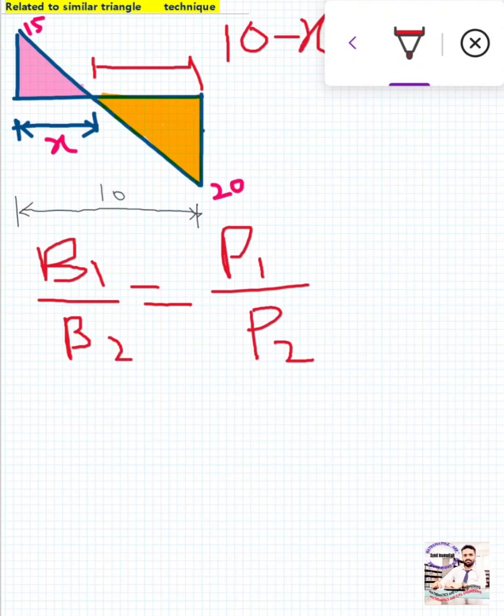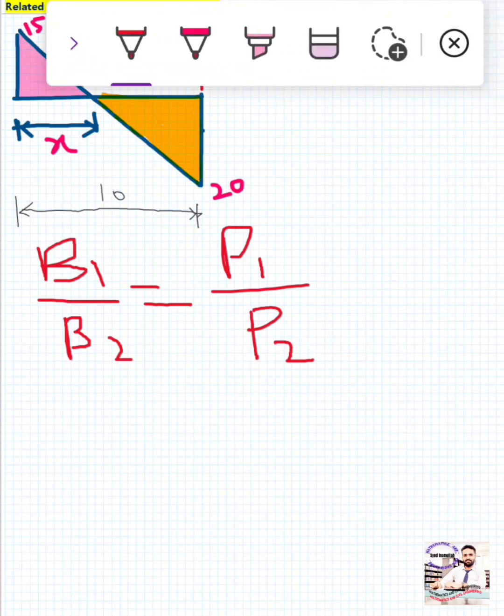So remember, the total length is 10, and if I subtract x from 10, the base length of the second triangle will be equal to 10 minus x. By using the formula of similar triangle technique, the base of one triangle divided by the base of the second triangle is equal to the perpendicular of one triangle divided by the perpendicular of the second triangle. You can also say that perpendicular means intensity. So we will substitute the given values in this formula. Instead of b1, we will use x, the unknown distance we will find.